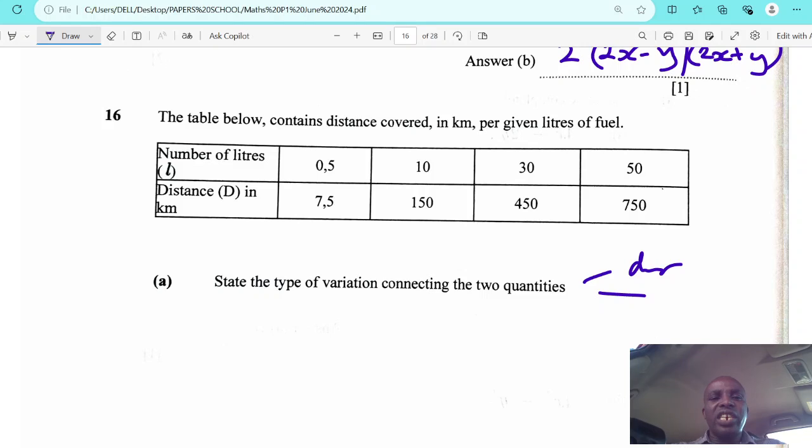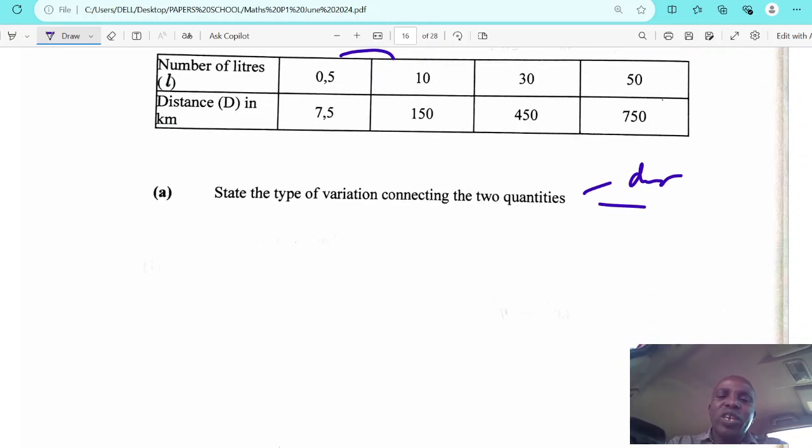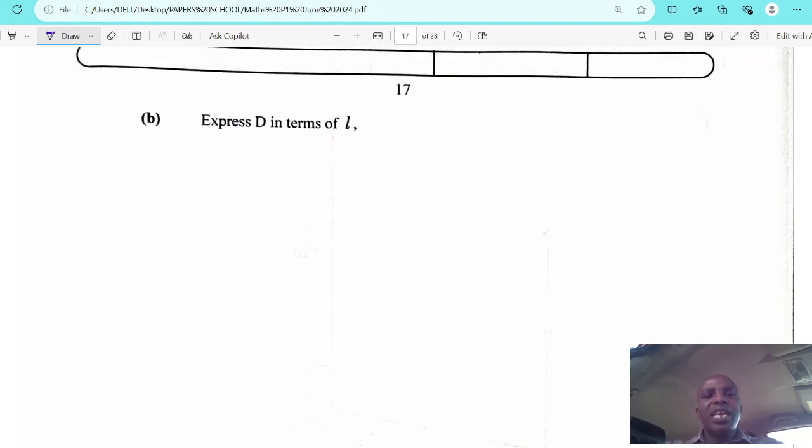So in this case, let's check. When the number of liters of fuel is 0.5, the distance is 7.5. When it rose to 10, the distance is 150. When distance rose to 450, the number of liters is now 30. So the distance is increasing, and the number of liters of fuel is also increasing. So it's called direct variation. The next question: express D in terms of L.